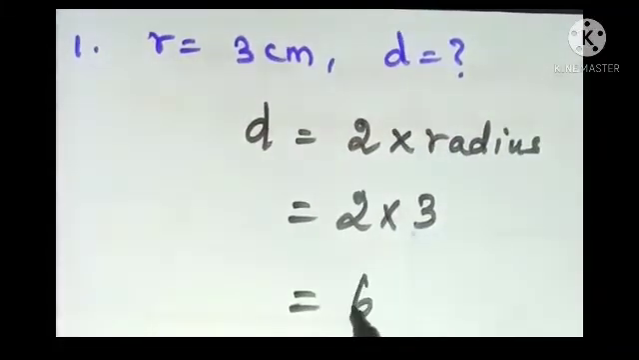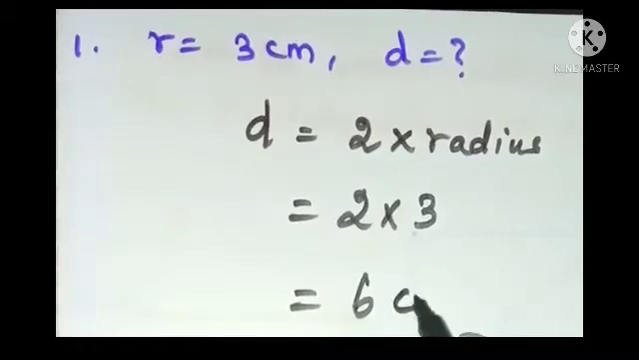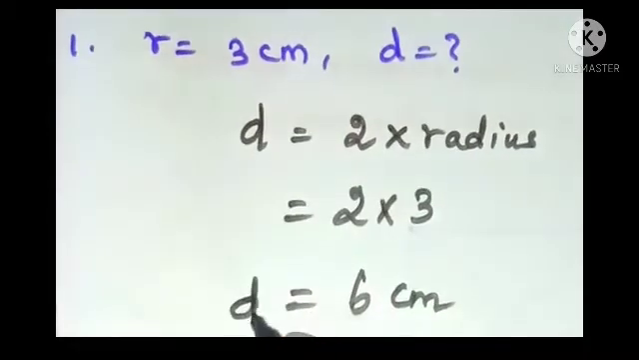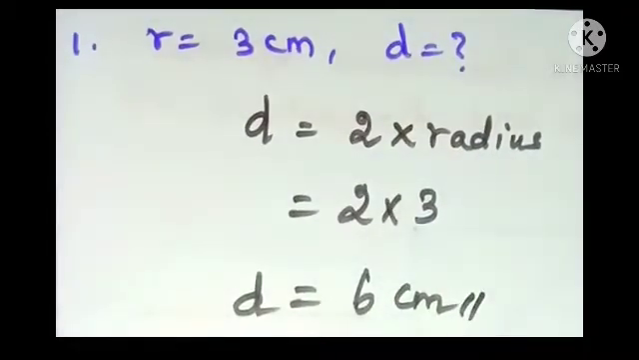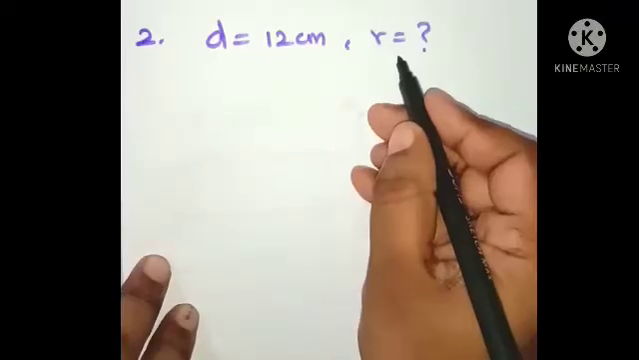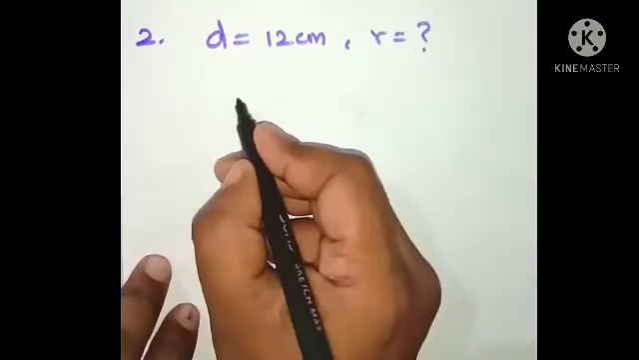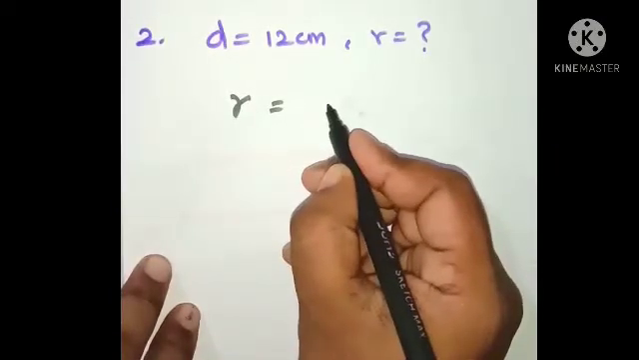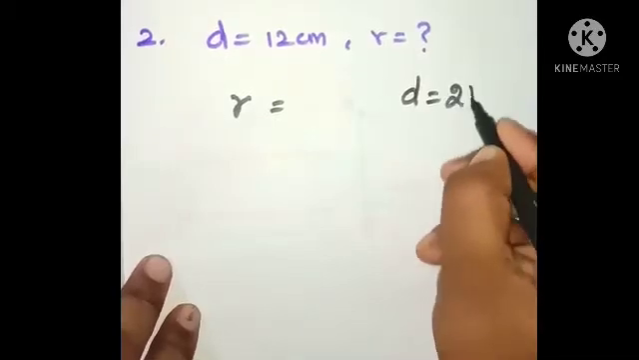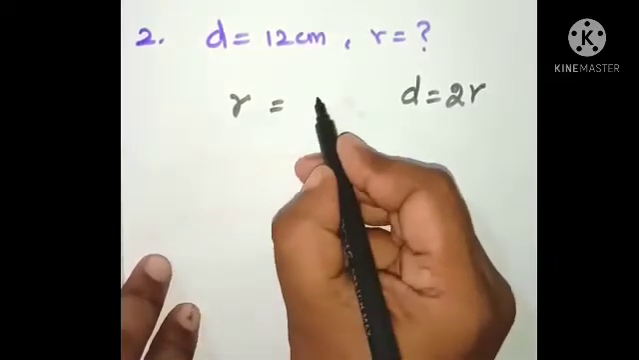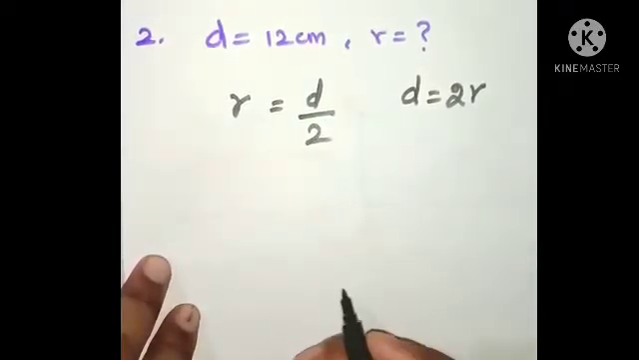2 3s are 6 and put the unit 6 centimeter. So D is equal to 6 centimeter. Diameter is twice the radius. It is 6 centimeter. Diameter is given. What is radius? So we know that diameter is twice the radius and radius is half of the diameter.